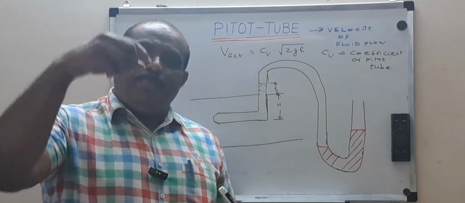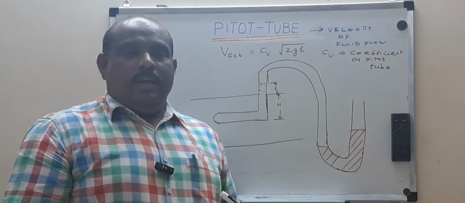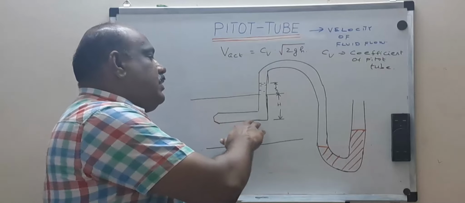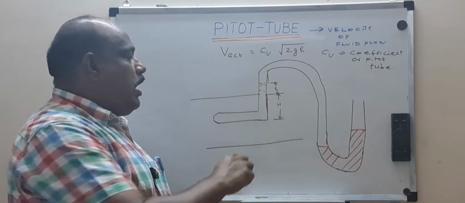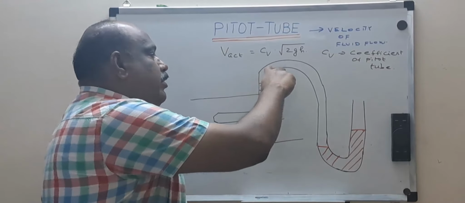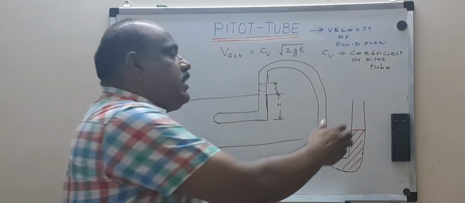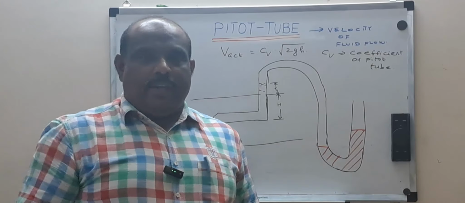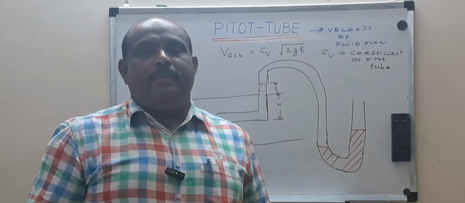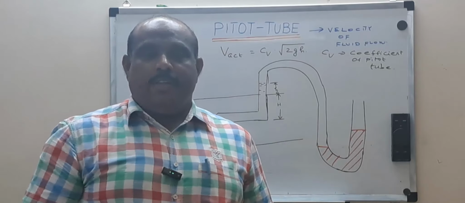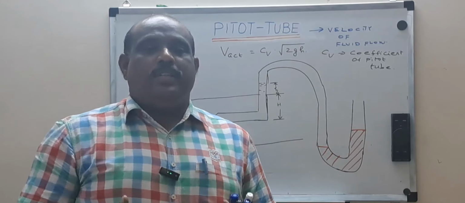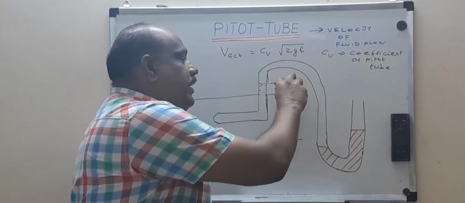Now what I did, I put a Pitot tube. When the fluid is brought to rest, the level in the water also rises. So I have total H plus h, and I'm going to connect one end to this one. The other end is open to the atmosphere. Now what we'll be getting is the total pressure, because the fluid is brought to rest. So it's a summation of the static pressure and the dynamic pressure.